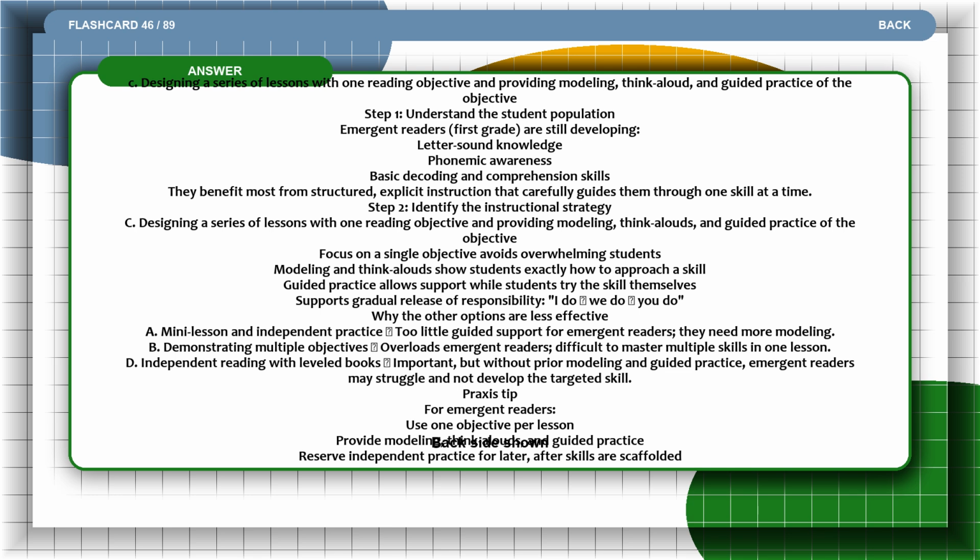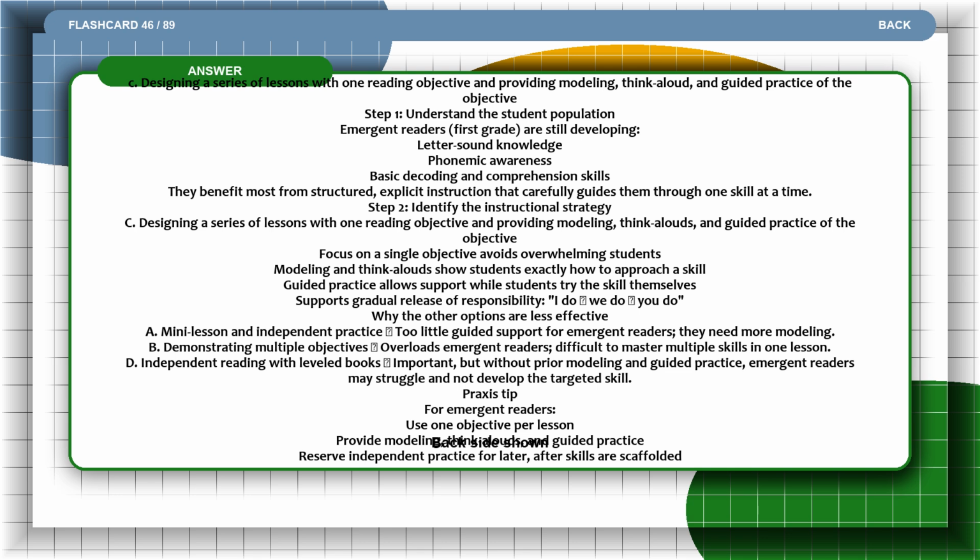Why the other options are less effective. A. Mini-lesson and independent practice → too little guided support for emergent readers. They need more modeling. B. Demonstrating multiple objectives → overloads emergent readers. Difficult to master multiple skills in one lesson. D. Independent reading with leveled books → important, but without prior modeling and guided practice, emergent readers may struggle and not develop the targeted skill.